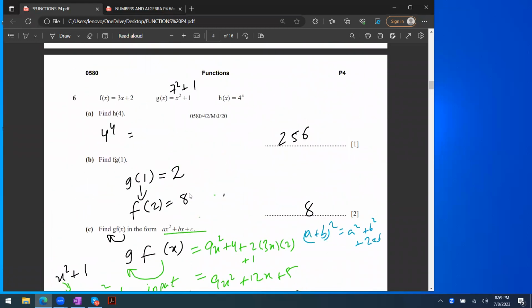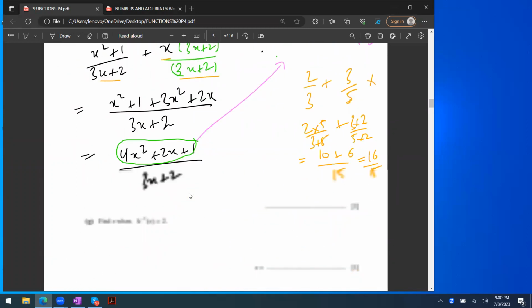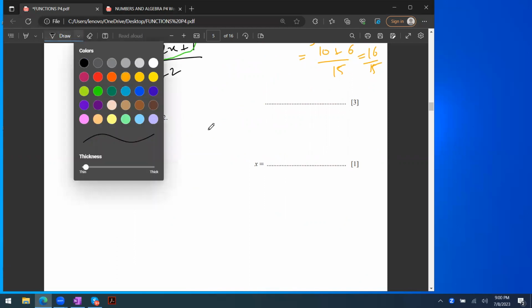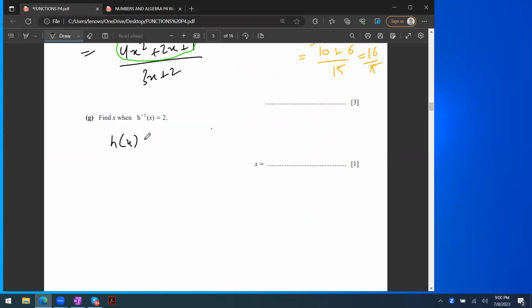What is h inverse of h of x function? 4 raised to power x. Okay, let me write it first. Okay, this is a tricky question. I'm telling everyone this is a star question, because it involves a little logic and some students really don't get it.